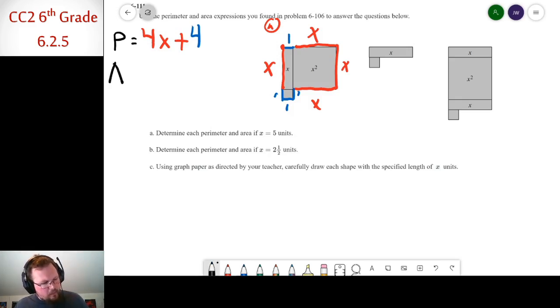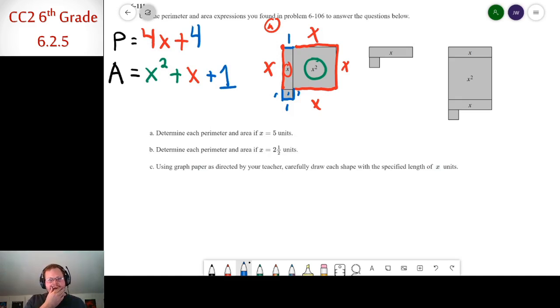And my area expression is specifically all of these tiles together. So this is my x squared tile. There's one of them. So my area is x squared, plus there is a single x tile, and then there is one unit tile. So you've got an area that is represented as x squared plus x plus 1. Okay. Now, this part A is asking you to determine the perimeter and area if x equals 5. Okay. If x is equal to 5.